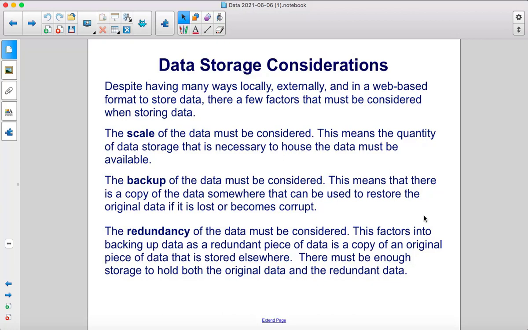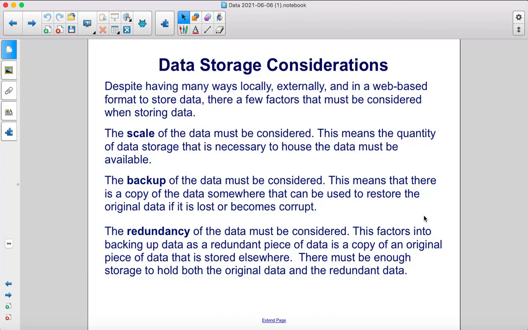Despite having many ways locally, externally, and in a web-based format to store data, there are a few factors that must be considered when storing data. The scale of the data must be considered. This means the quantity of data storage that is necessary to house the data must be available. The backup of the data must be considered. This means that there's a copy of the data somewhere that can be used to restore the original data if it is lost or becomes corrupt.